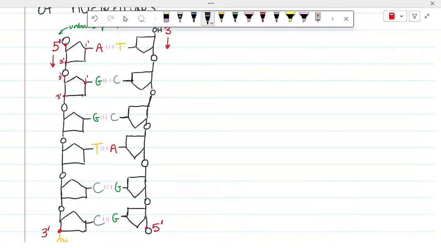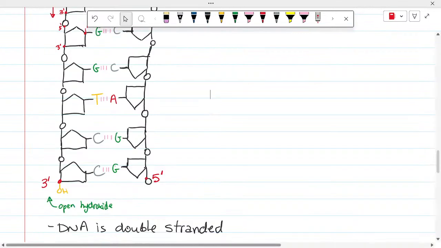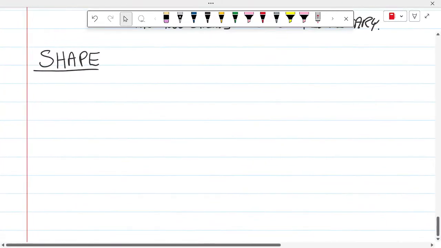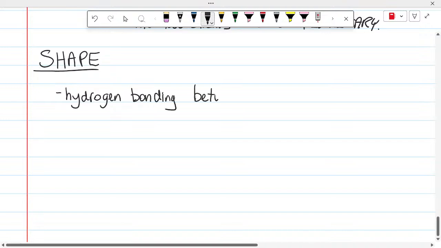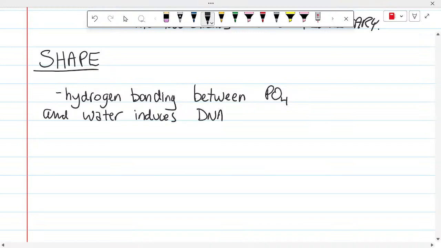So the double helix forms naturally by virtue of hydrophobic interactions. So in this case, hydrophilic interactions, right? But it's all just hydrogen bonding. So hydrogen bonding between PO4 groups and water induces DNA to twist into its characteristic double helix shape.